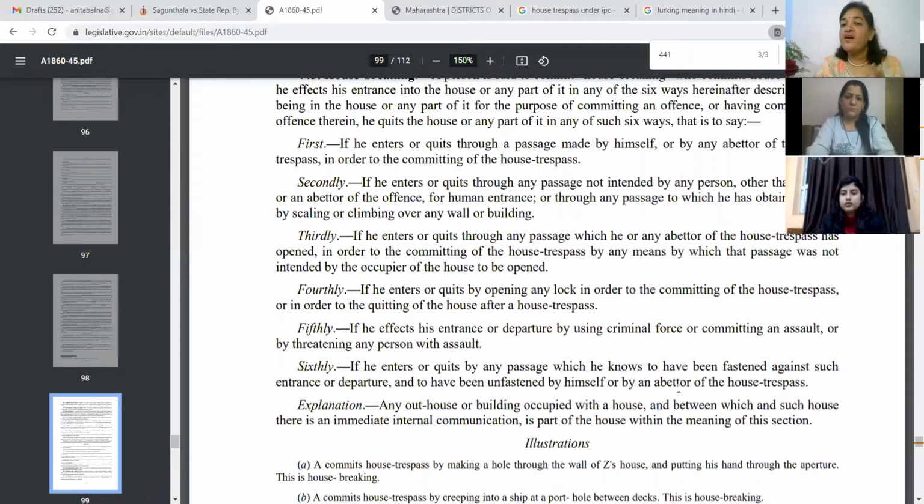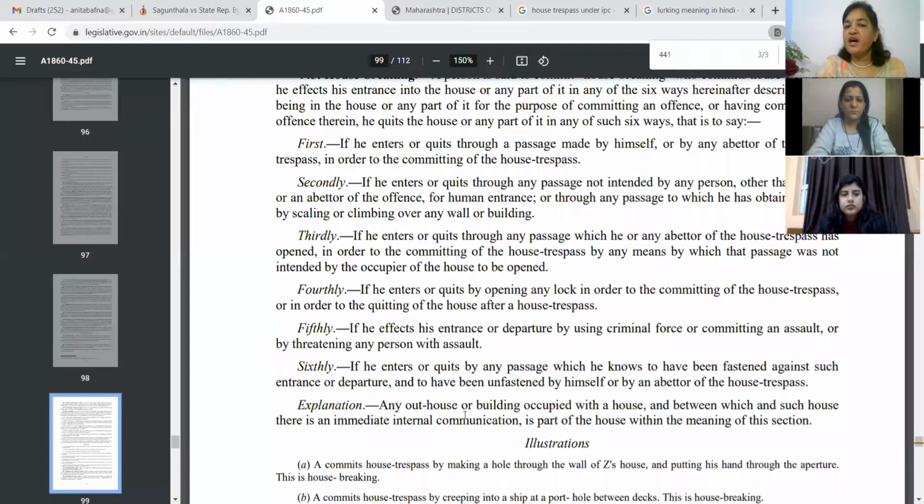Sixthly, if he enters or quits any passage, enter or quits दोनों दिए हैं देखिए, which he knows to have been fastened against such entrance or departure and to have been unfastened by himself or by an abater of the house trespass. This is again कि ऐसा entrance या ऐसा passage जो उन्होंने अपने लिए बनाया या उनके लिए नहीं है, तो जबरदस्ती से घुसना. This way.